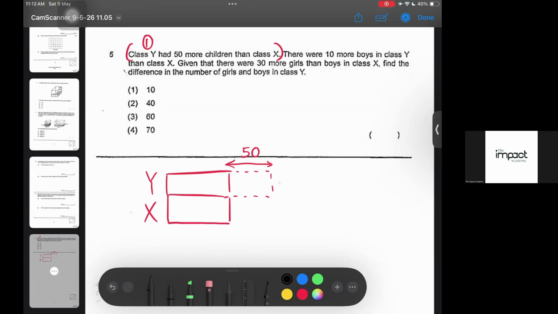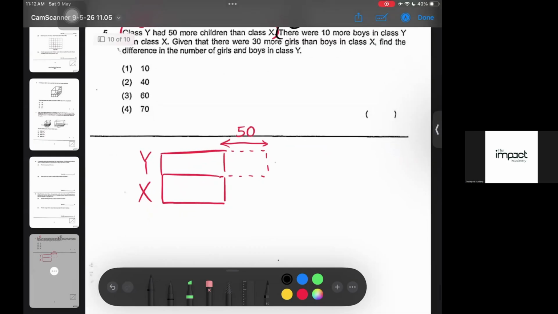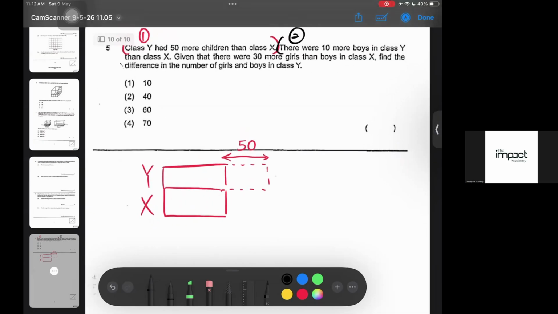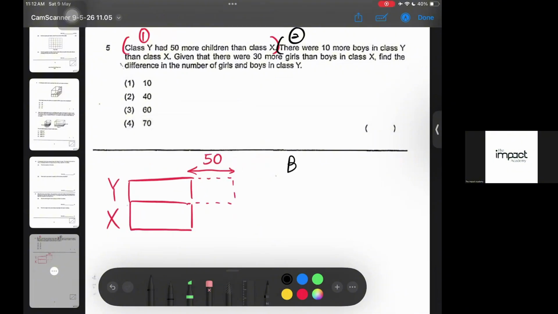Now, they moved on to say what? Sentence number 2: there were 10 more boys in class Y than class X. So we might have to draw a separate model. This is for boys. For boys, we will have class X and then we have class Y. 10 more boys in class Y, so 1 unit plus 10. This one is just 1 unit. Understand or don't understand?